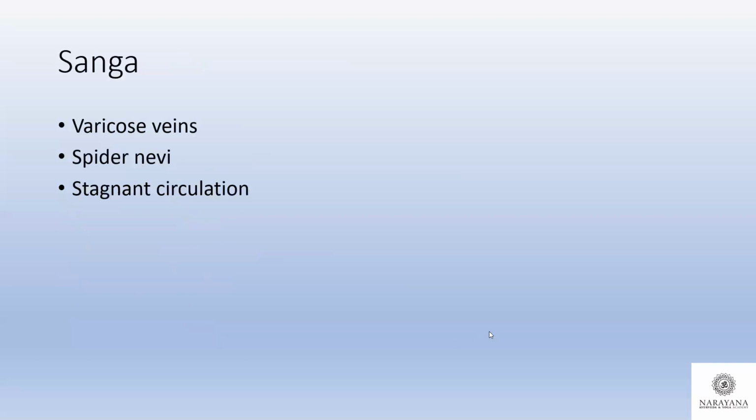Sangha is stagnation. So stagnant circulation, poor circulation, varicose veins, because that's just blood that is stagnating, right? Spider nevus, I don't know if you've seen this. These look exactly like a spider, like blood vessels branching off from a central part. Okay, that's again an example of stagnation.